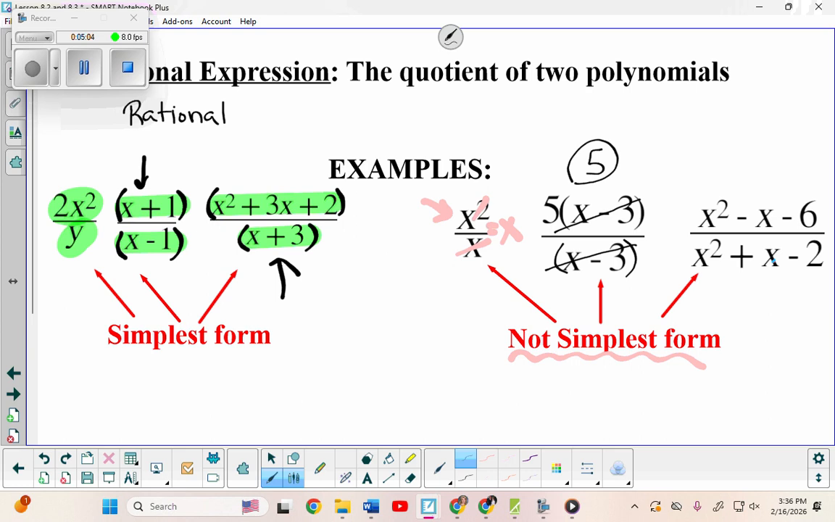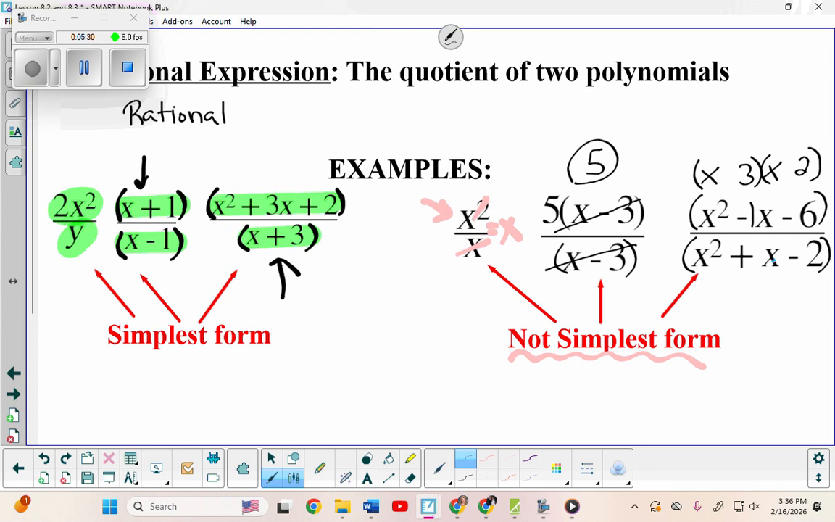And then this last example, again, we see pluses and minuses, so we're going to begin by putting parentheses around. Whenever there are pluses and minuses, put parentheses around. Then what you always want to do is see if you can factor the numerator. So we would have x times x. The factors of 6 that have a difference of 1 would be 3 and 2.